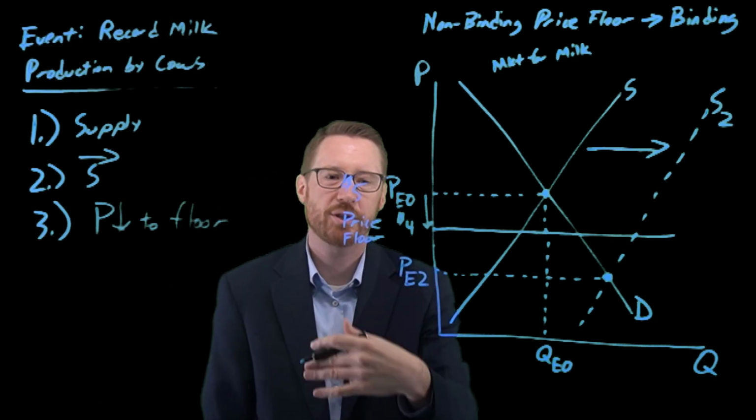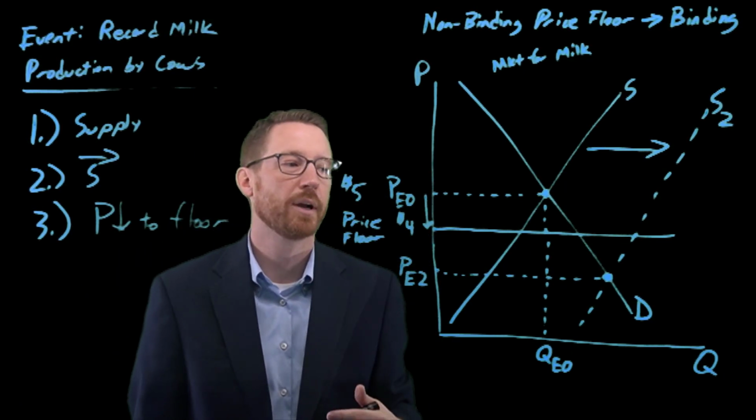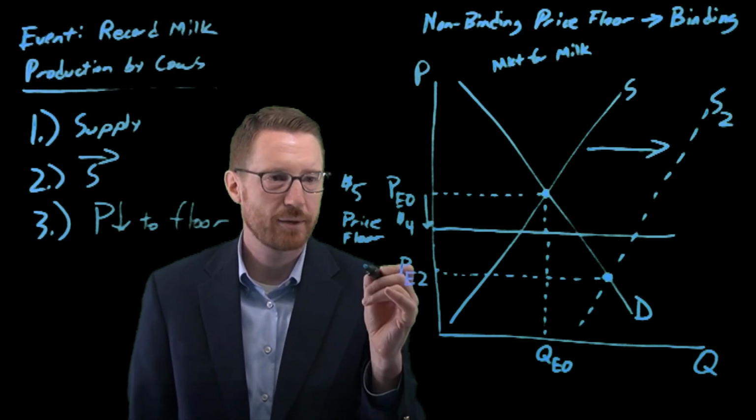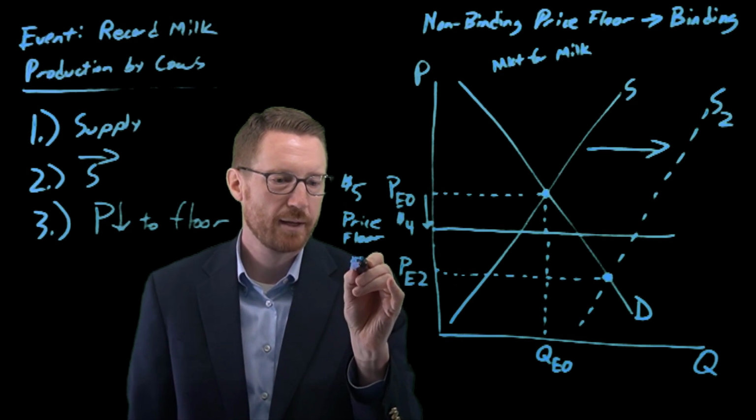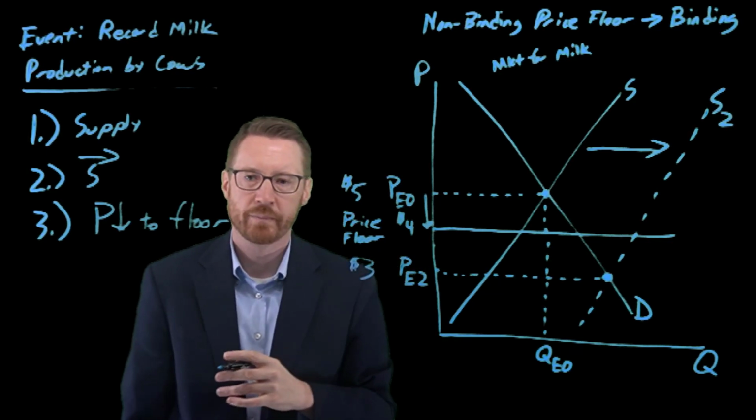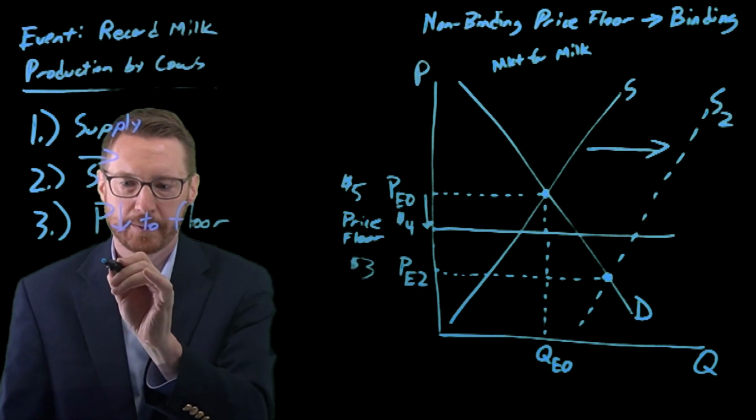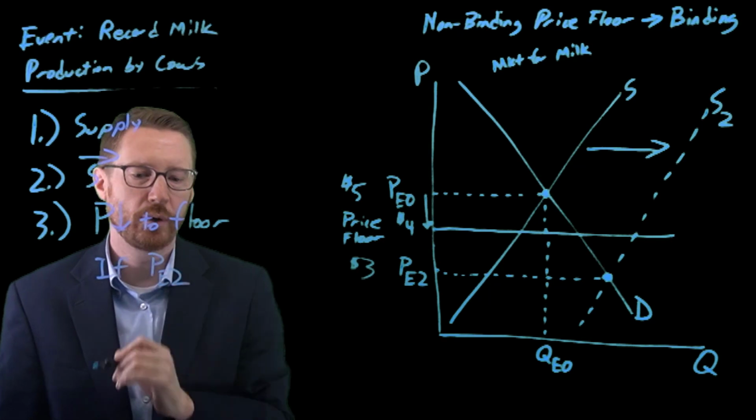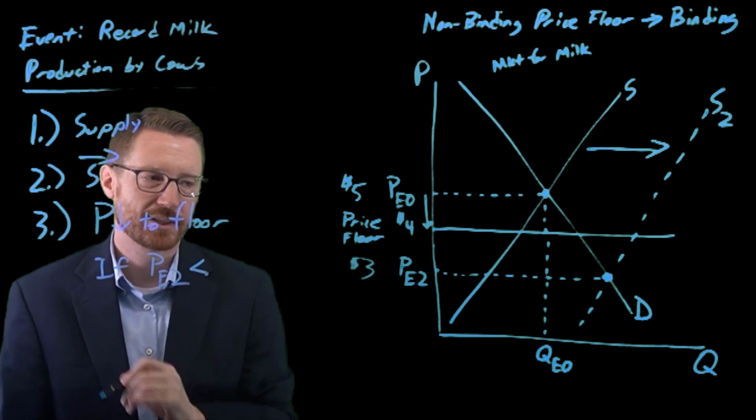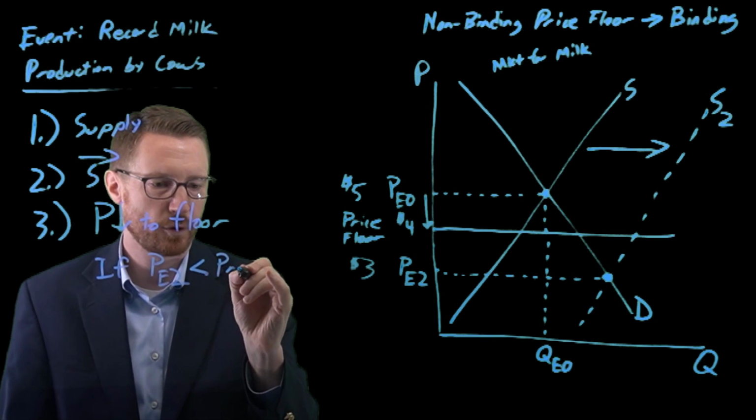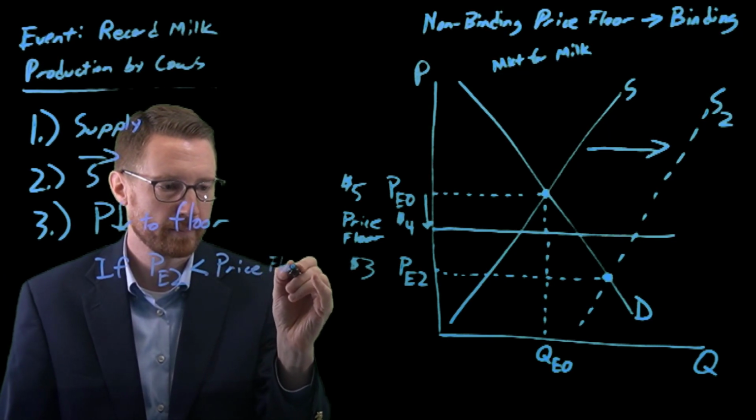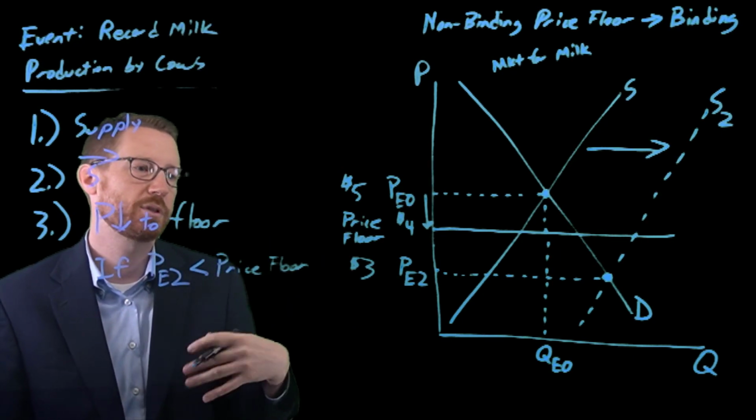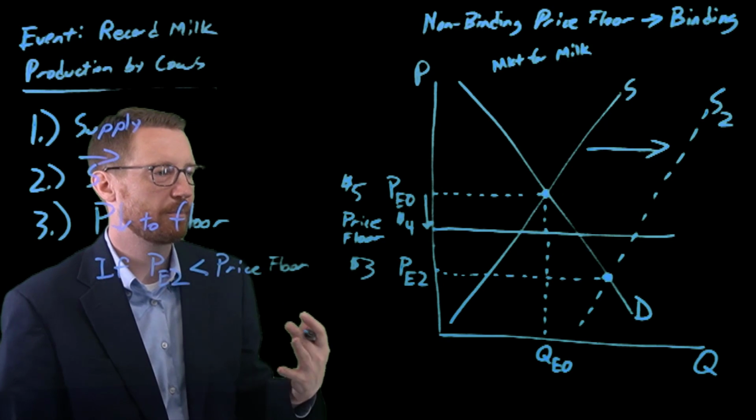Our issue is price should actually fall below the floor. If there was no price support, no price floor, maybe this equilibrium price would be something like $3 a gallon. So our price falls to the floor, and if this new equilibrium price is less than the price floor, then we're going to end up with a problem. So what's our problem? What's the distortion caused by this policy?